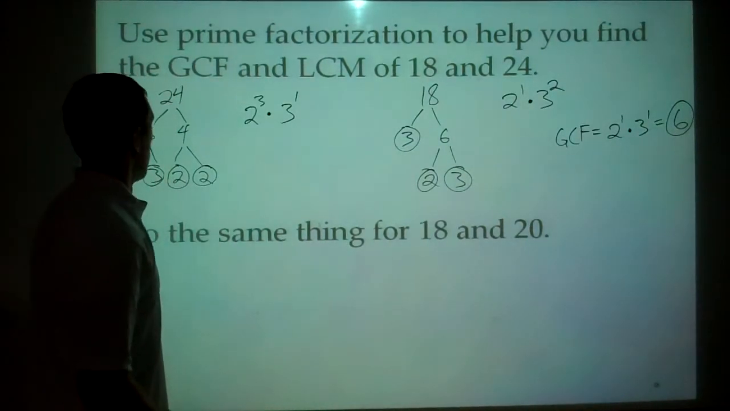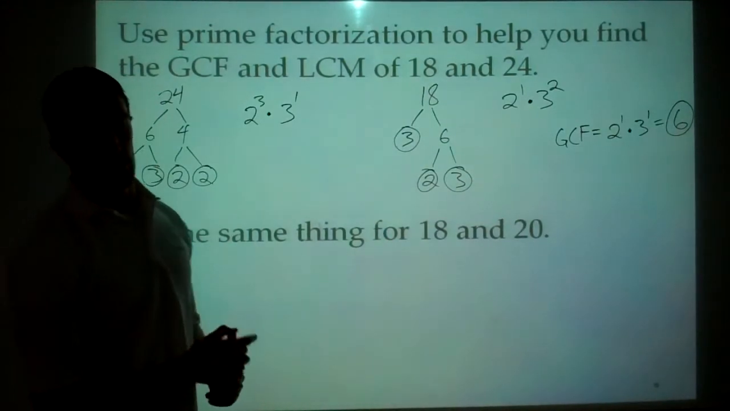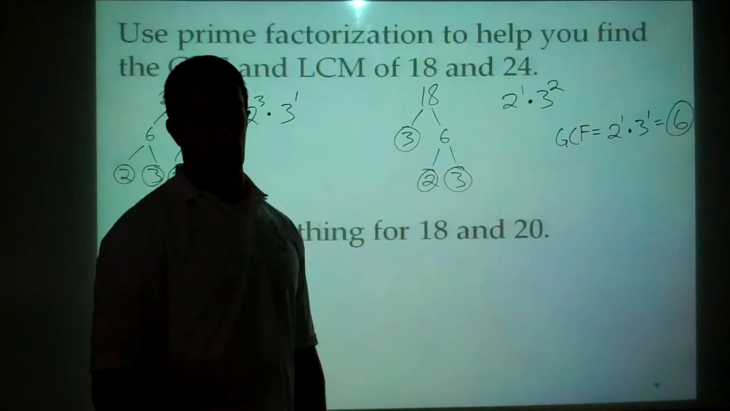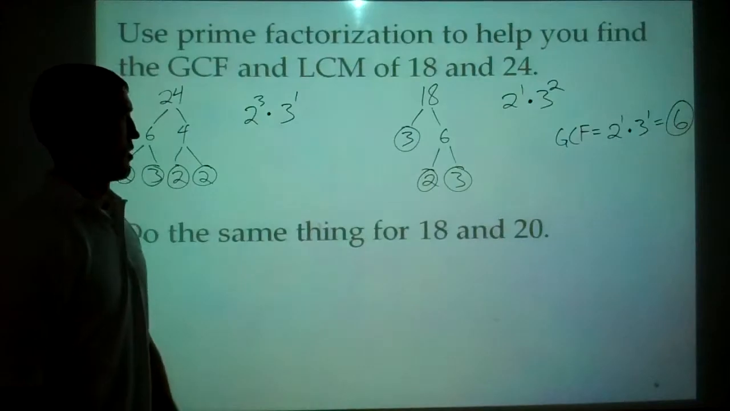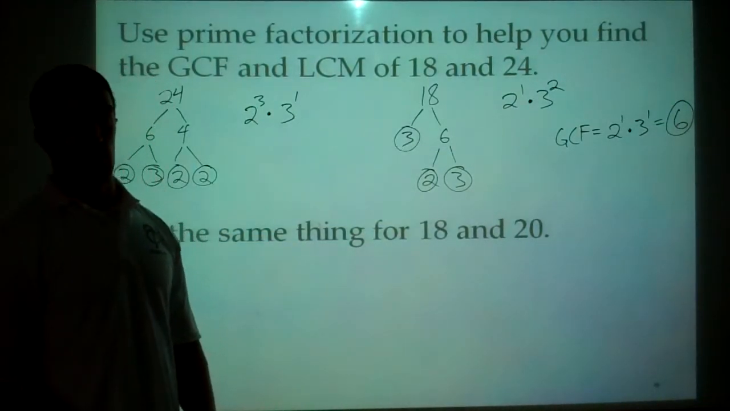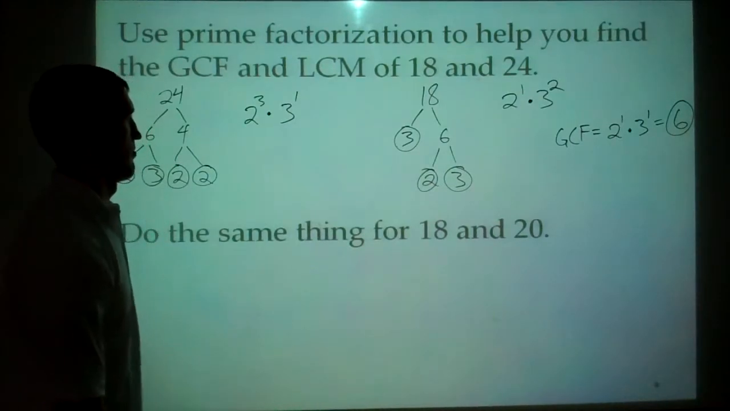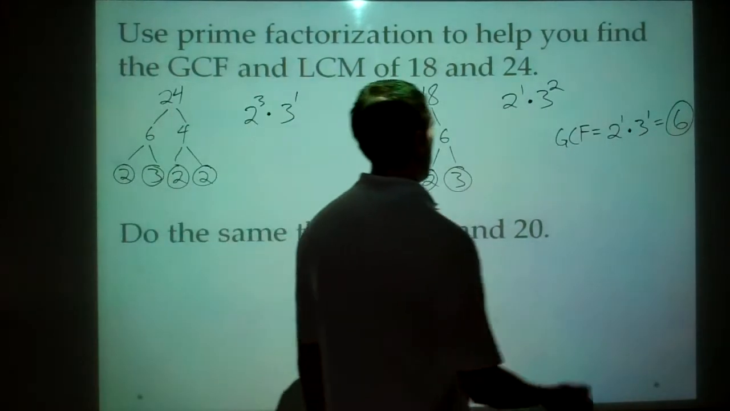Okay? We could check that by doing those rainbow diagrams saying, okay, 1 and 24 go together, 2 and 12, 3 and 8 for 24, and we would find out that the biggest one that they share that's also a factor is 6. Okay? This saves us some time though. Alright, so there's your GCF.